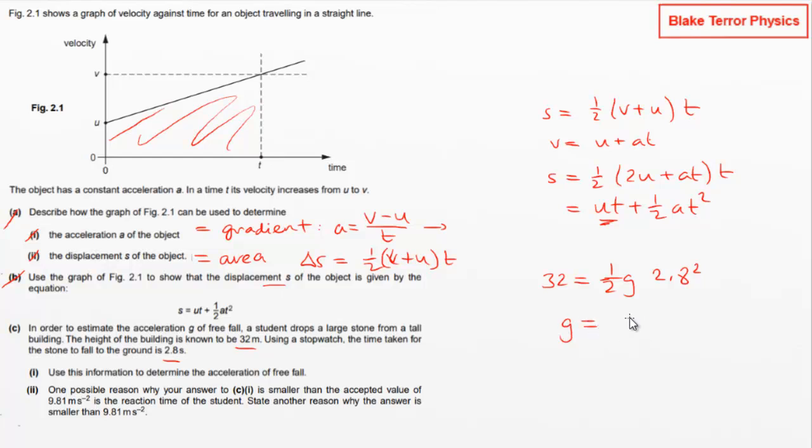So g is going to be equal to 64 divided by 2.8 squared, which is, so 64 divided by 2.8 squared is 8.16.